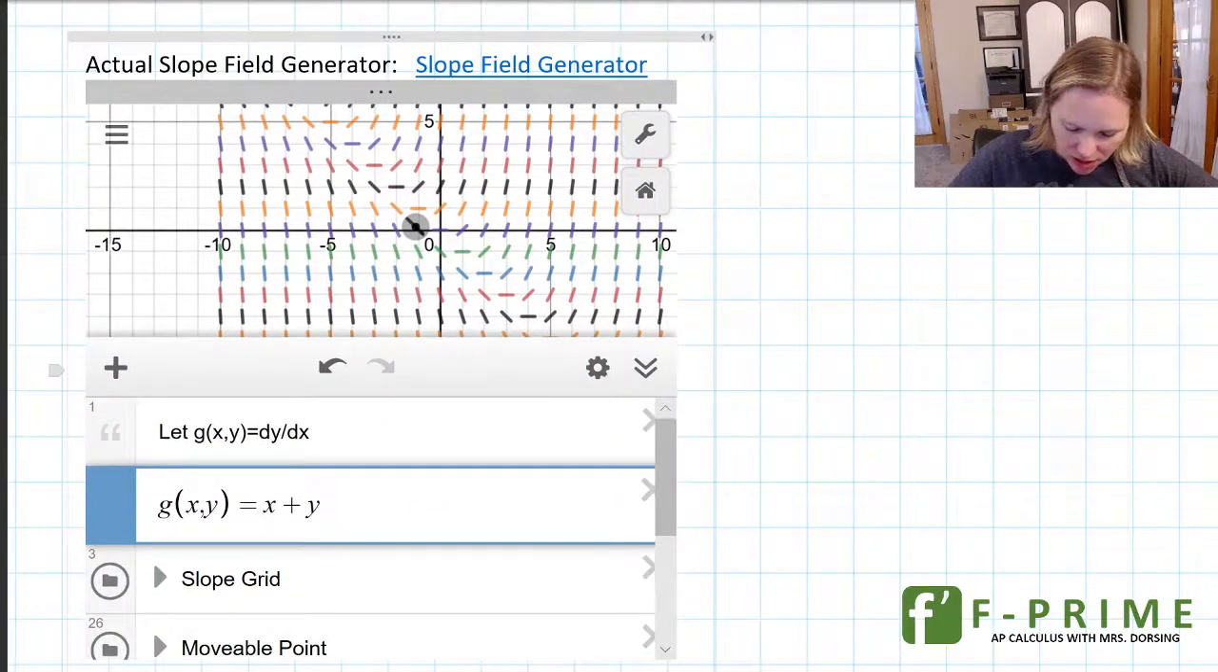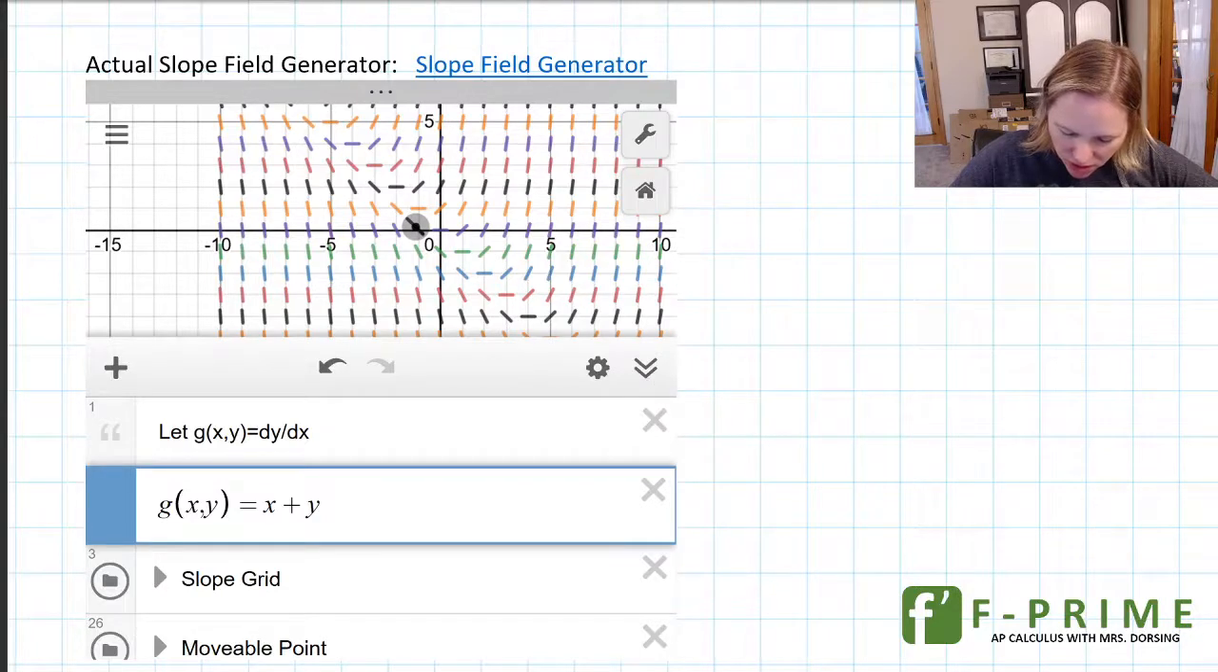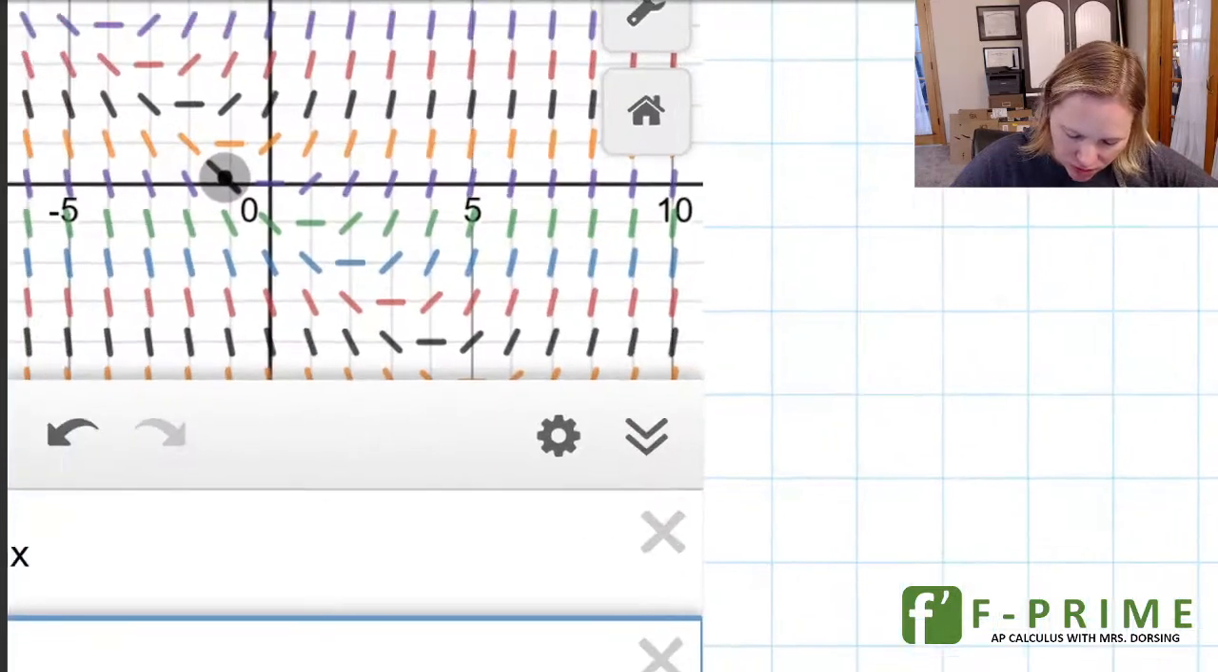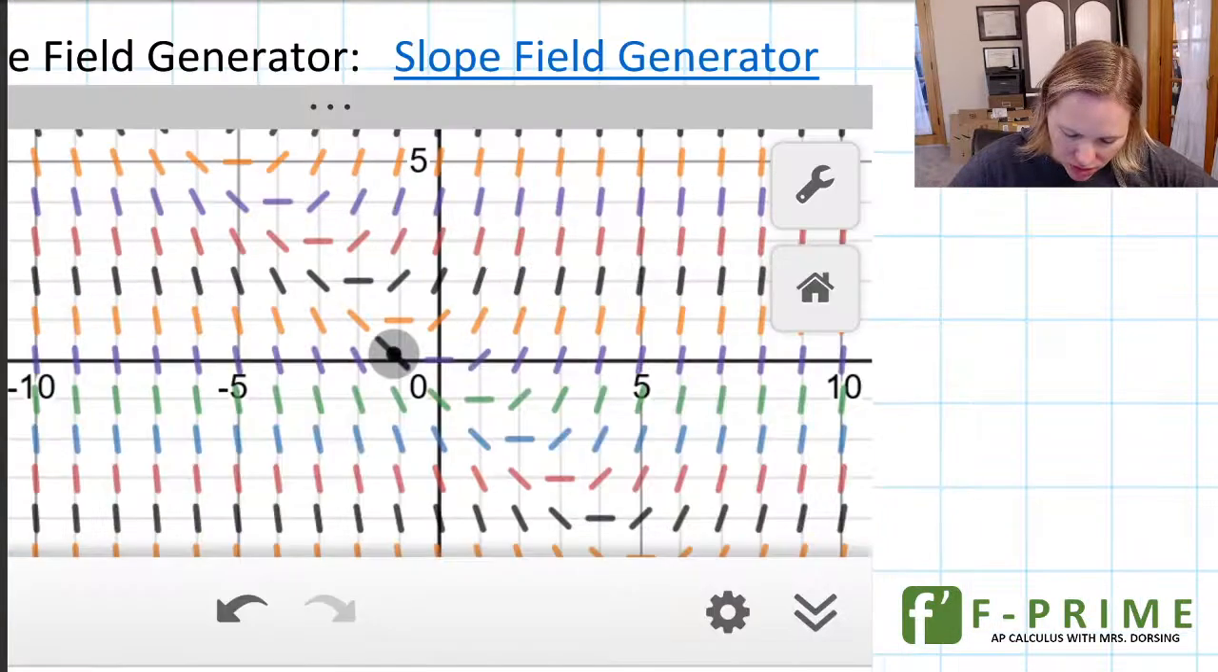And if I plug in our equation x plus y, here's what it looks like. You'll notice all I did was type the equation in right here. You get these little lines of 0 slopes where the x and the y cancel each other out. And then you have the slope of -1s.